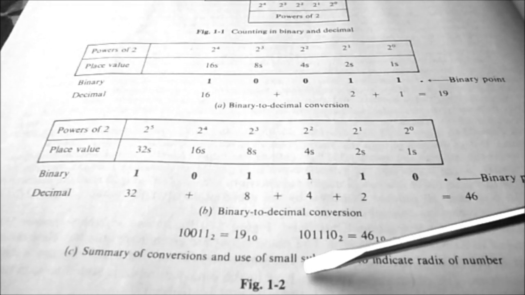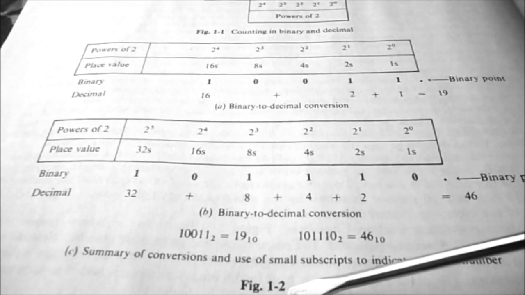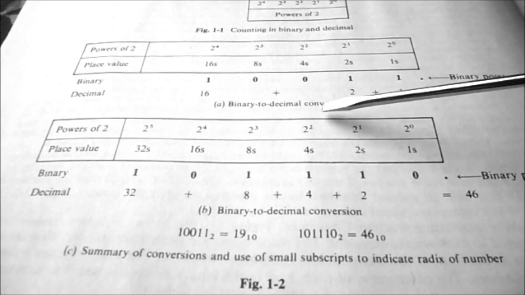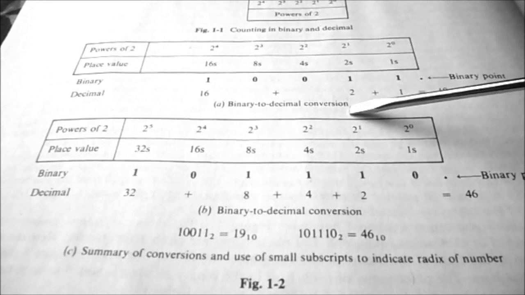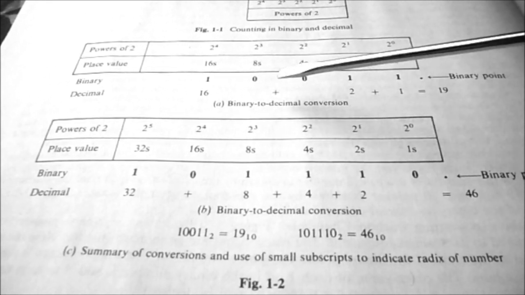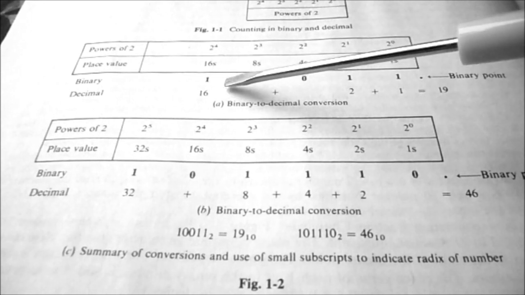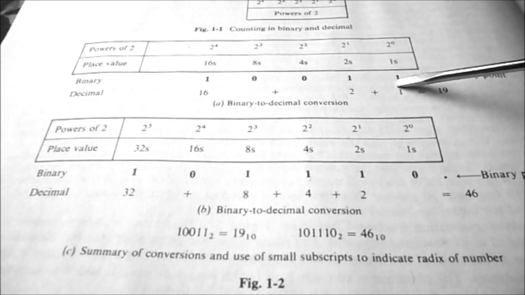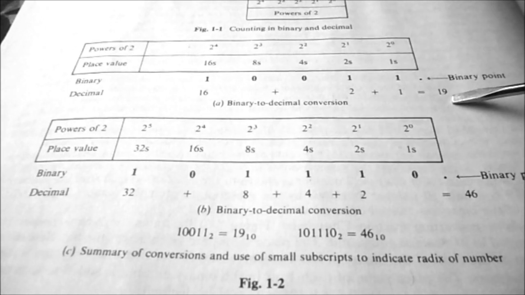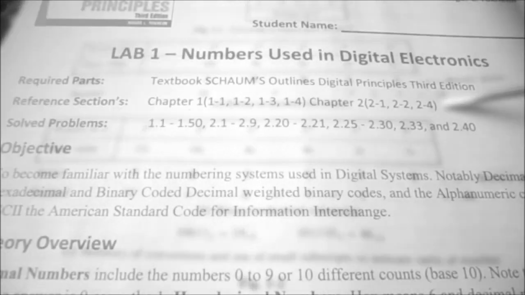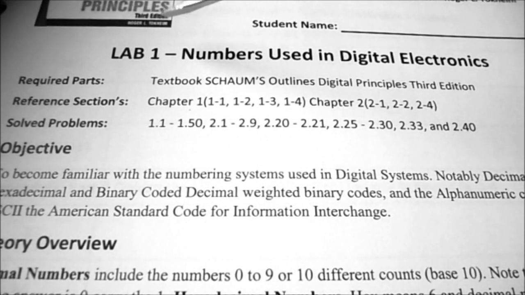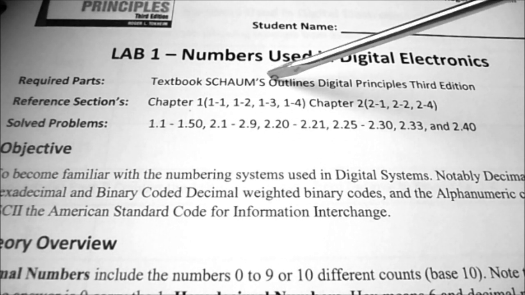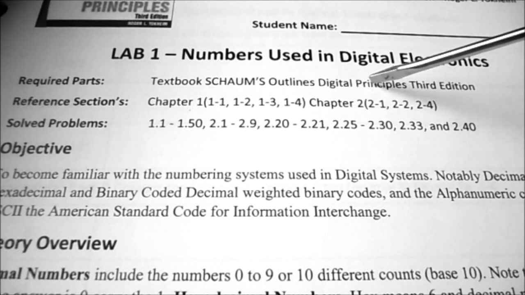So when we take a look at figure 1-2 in our textbook, we're looking at A part, and they're doing a binary to decimal conversion, which is what we're doing in procedure part A. And you'll notice the example is 10011, and they're converting this to decimal, and they're coming up with an answer of 19. So you can see that when we do a lab, it is extremely important for you to have your textbook available so that you can reference it as needed.